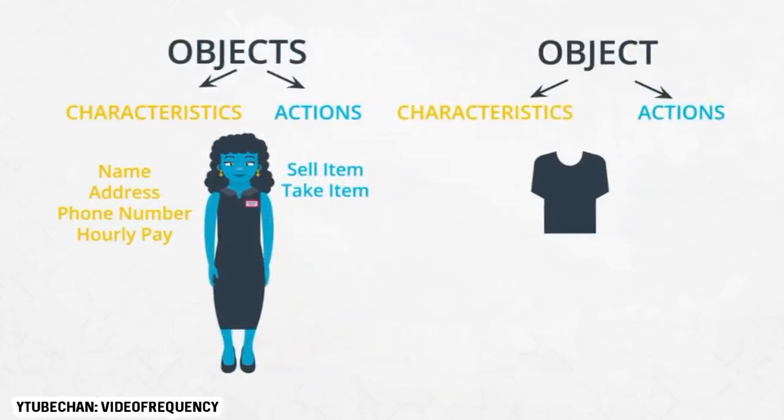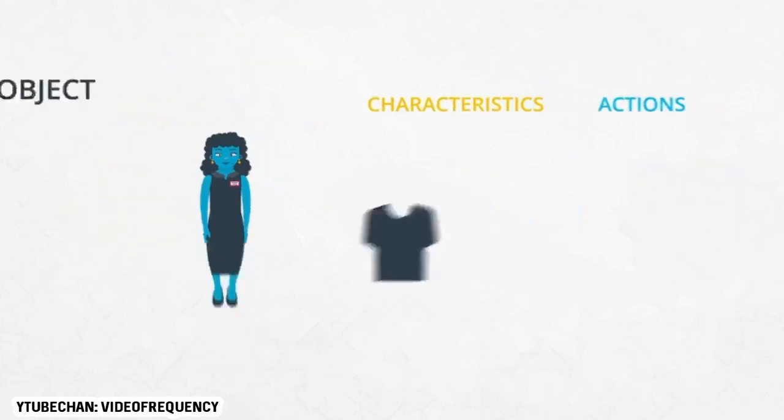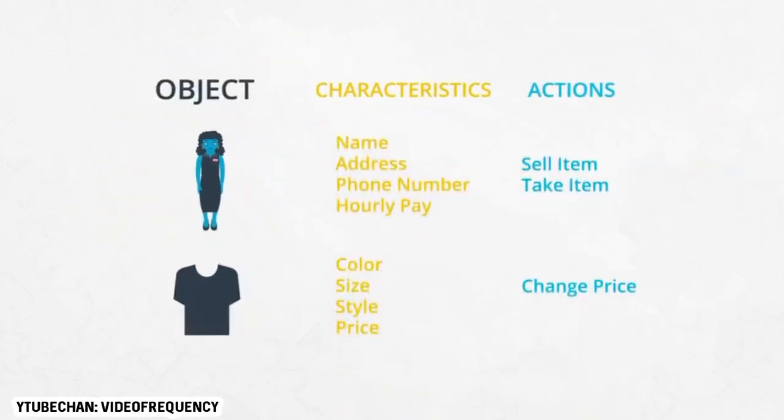As another example, a shirt's characteristics could be the color, size, style, and price. What actions could a shirt take? It might sound silly to ask a question like that, since a shirt is an inanimate object, but a shirt could, for example, change its price. As you gain experience writing object-oriented programs, keep this idea in mind. An object has characteristics and actions. Before you start coding, let's get a better sense for what an object really is.